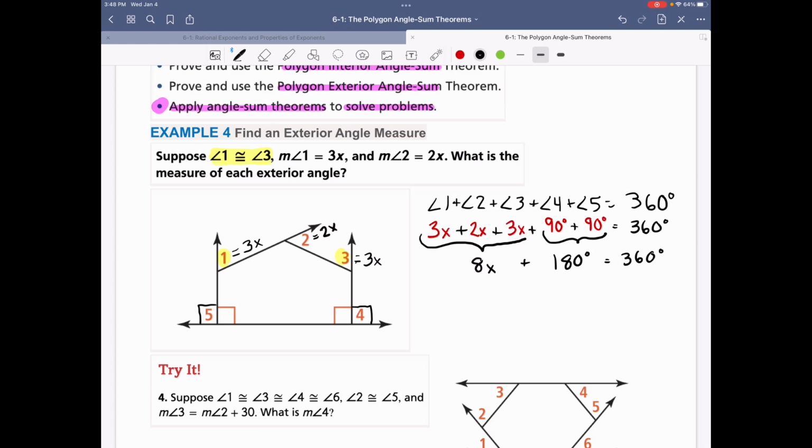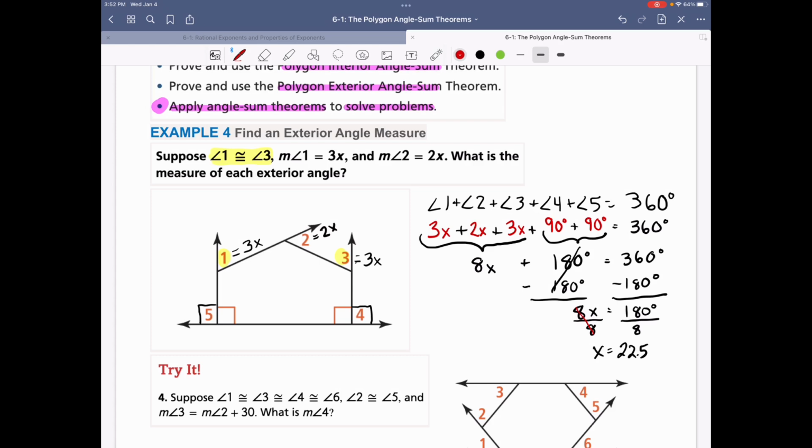For those of you at home, in case you need help, we would subtract 180 degrees. This cancels. This becomes 180 degrees, and this is 8x. Then we have to divide by 8. Let me use my calculator. The 8's cancel, leaving us with x equals 22.5.